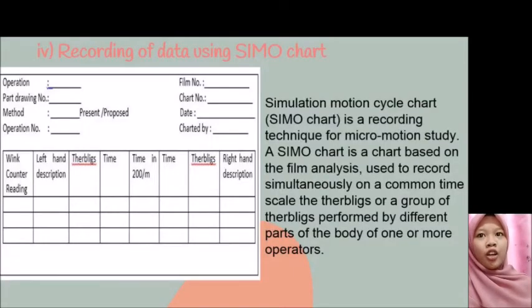Next is recording using the SIMO chart, the simultaneous motion cycle chart, which is a recording technique for micromotion study. A SIMO chart is a chart based on the film analysis, used to record simultaneously on a common timescale the therbligs or a group of therbligs performed by different parts of the body of one or more operators.